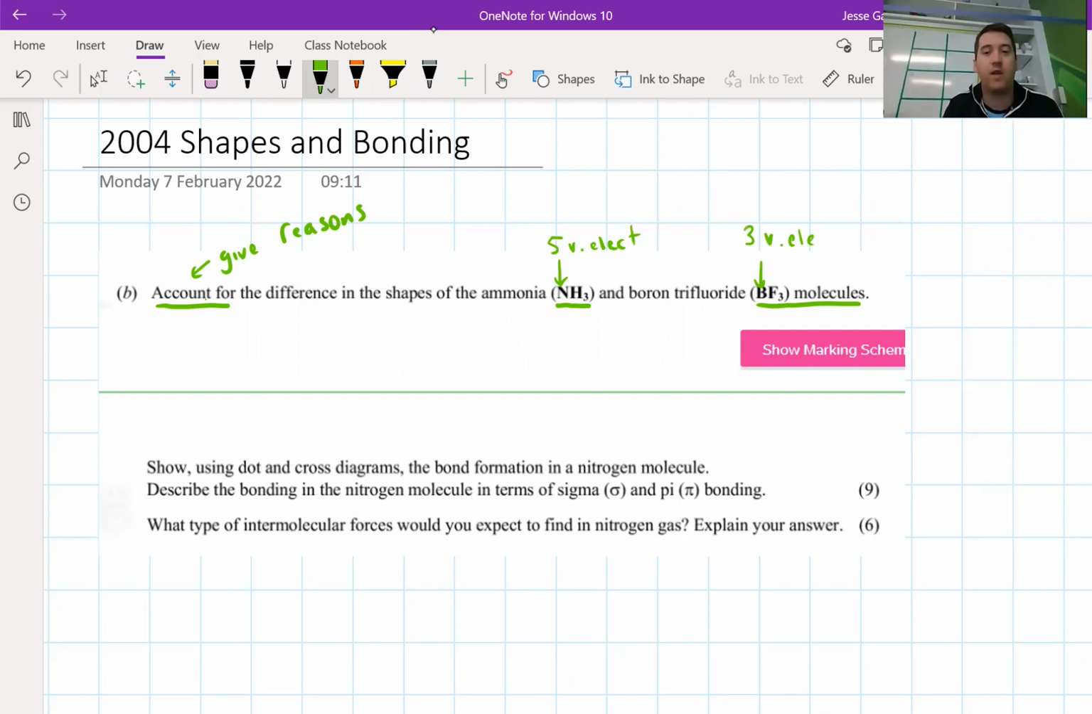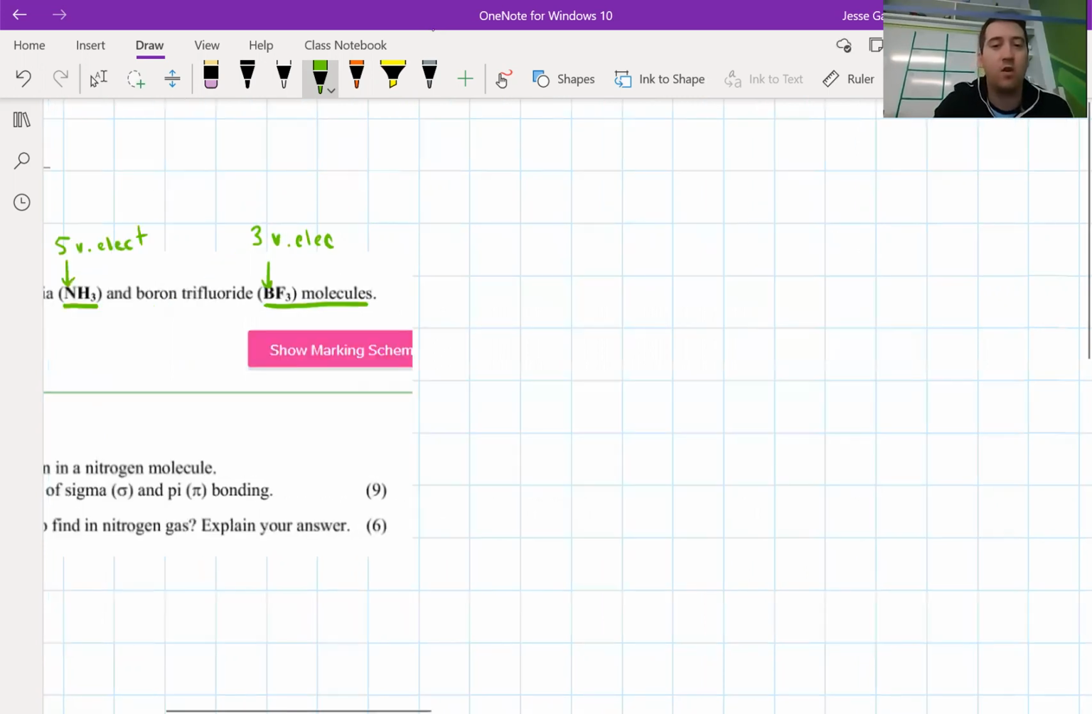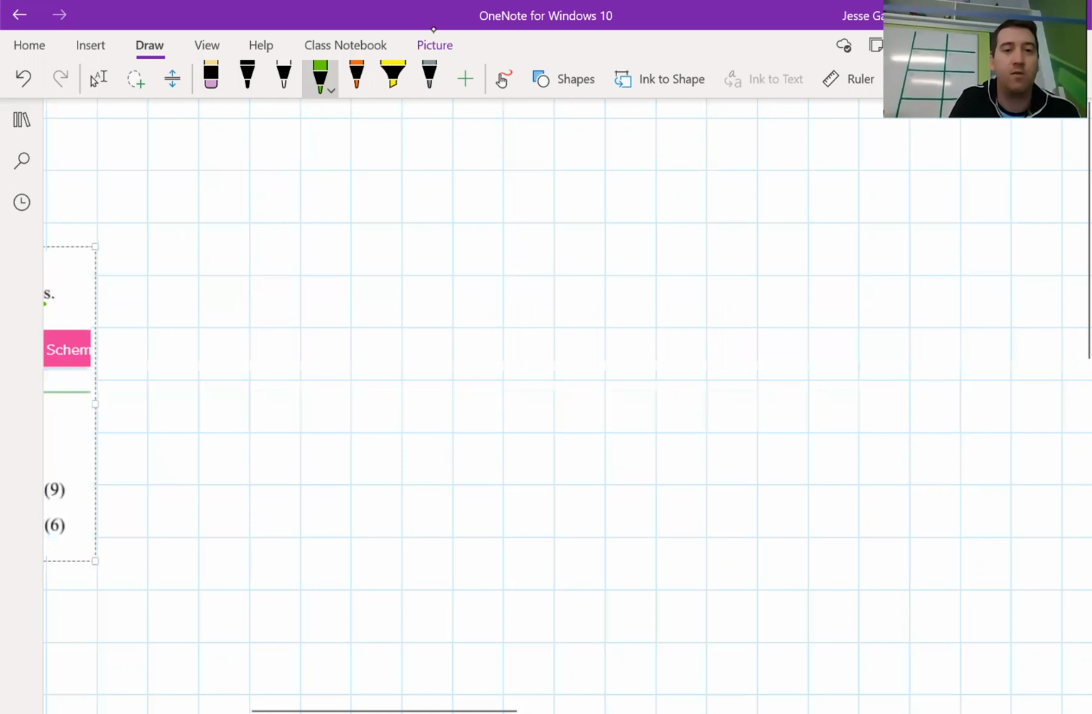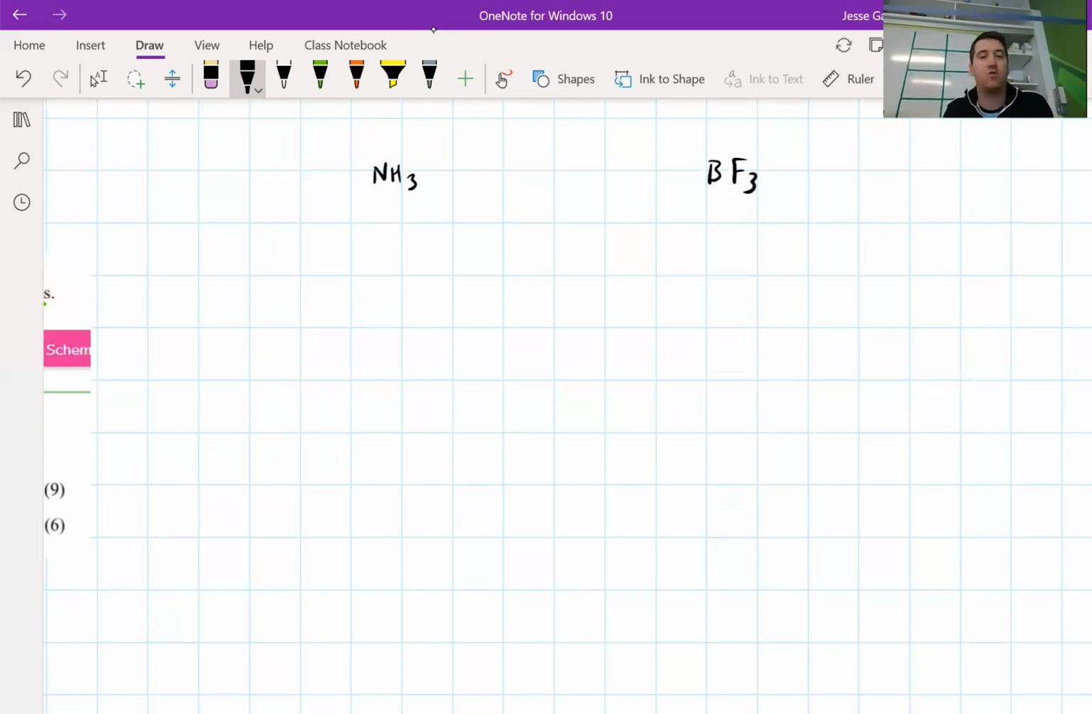So now that we know that, I want you to go ahead and draw the two shapes. We've got NH3 and BF3. So go ahead and draw them now. Pause the video and do that now. Okay, so what we should have done is put the nitrogen as the central atom in this one, and the boron as the central atom in this one.